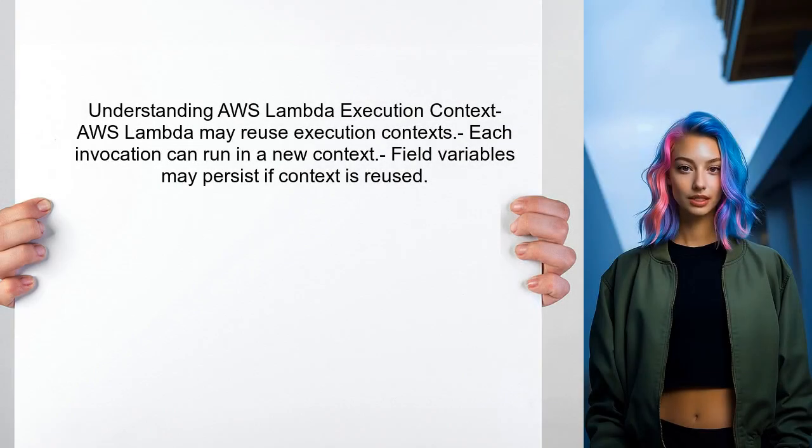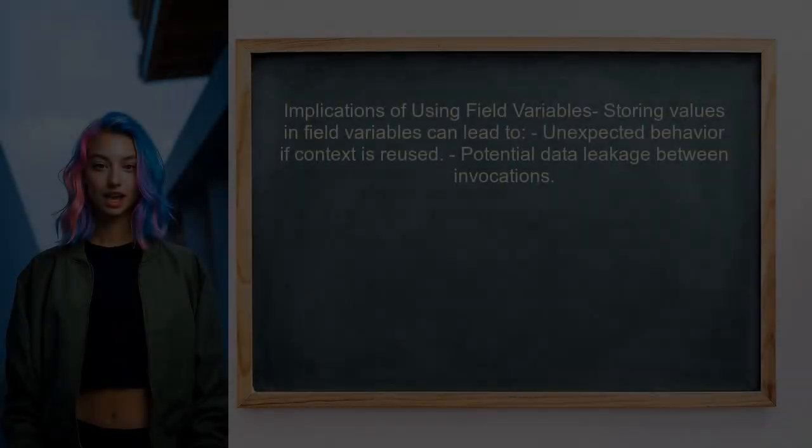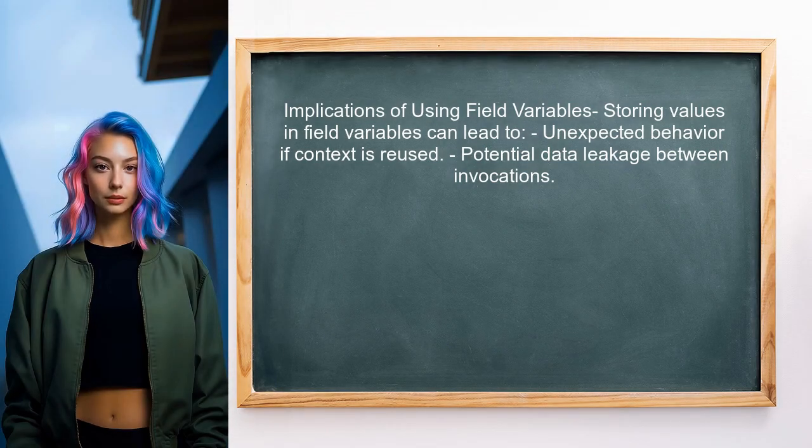To address the user's concern about variable storage in AWS Lambda, we first need to clarify how AWS Lambda manages its execution environment. Each time a Lambda function is invoked, it runs in a new execution context unless it is reused. Next, the user should consider the implications of storing values like order ID and store ID in field variables. If the execution context is reused, these variables will retain their values across invocations, which could lead to unexpected behavior.